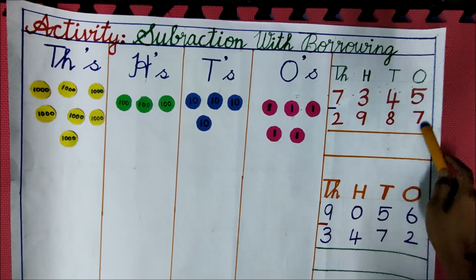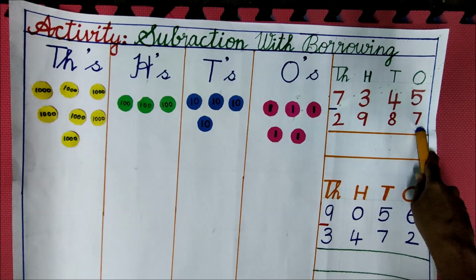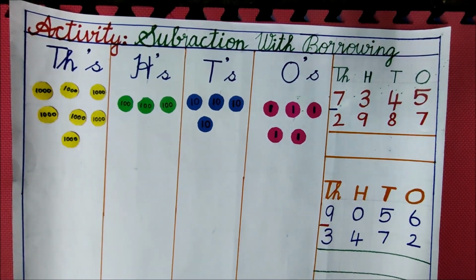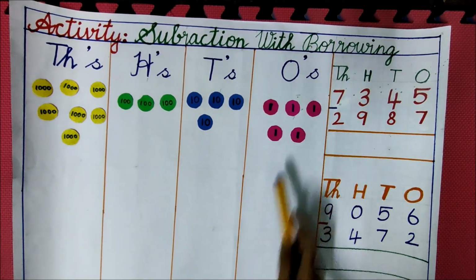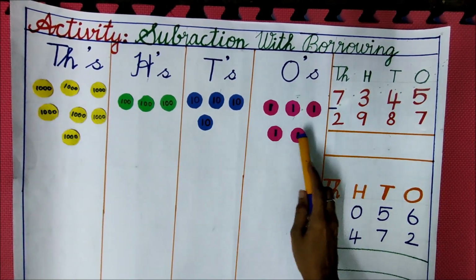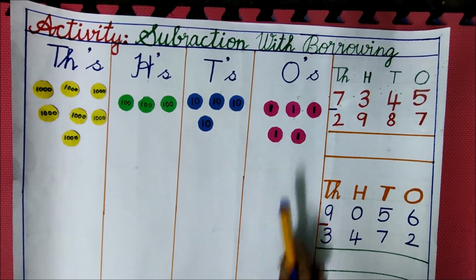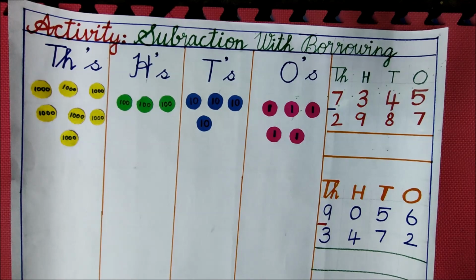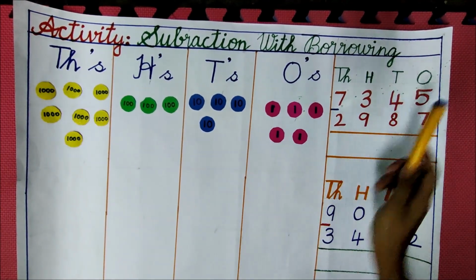When compared to 5, 7 is a bigger number. So it is not possible. So what do you have to do? You have to borrow. See in ones column, how many circles are there? 1, 2, 3, 4, 5. So here 5. I have arranged 5 circles. So we cannot subtract 7 from 5.